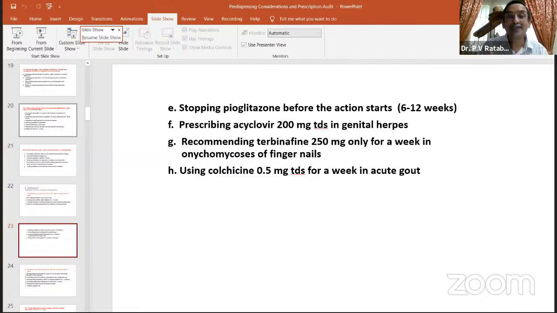Using colchicine 0.5 milligram TDS for a week in acute gout, again a wrong dose. It is 1 milligram immediately followed by 0.5 milligrams after 1 hour. That is the correct current dose of colchicine in acute gout.